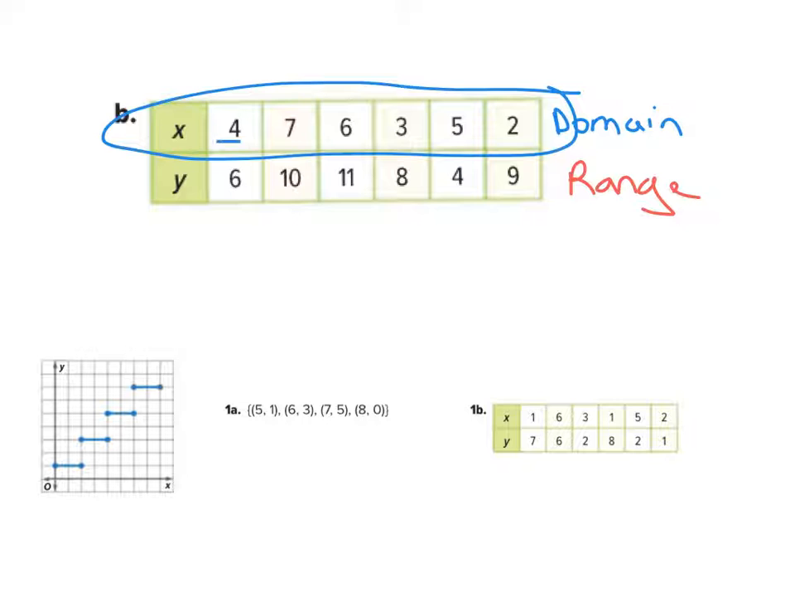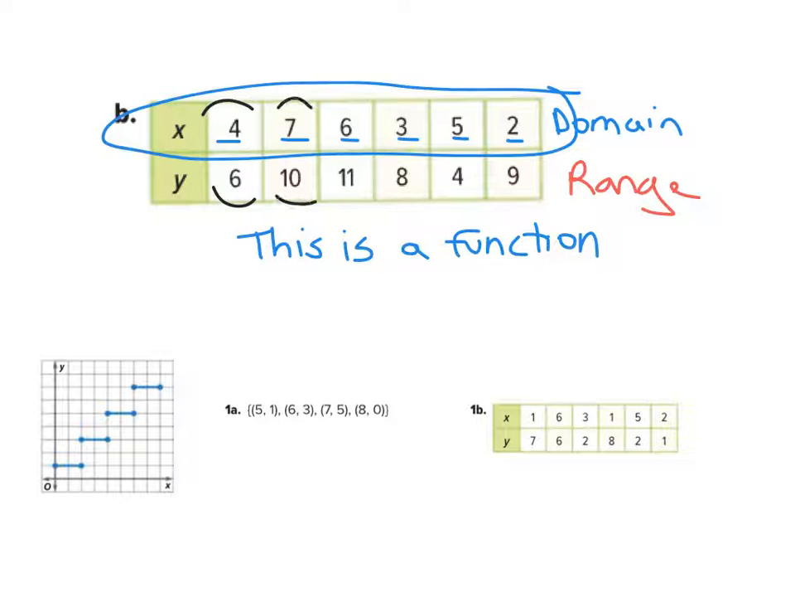Now I'm going to circle my domain just so you guys are clear that those are the x's. So I have a 4, a 7, a 6, a 3, a 5, and a 2. So all of my domain are different. All of my x's are different. So this is a function. Now, if I were thinking of these as a set of points on a graph, this would be (4, 6), (7, 10), (6, 11), and so on.